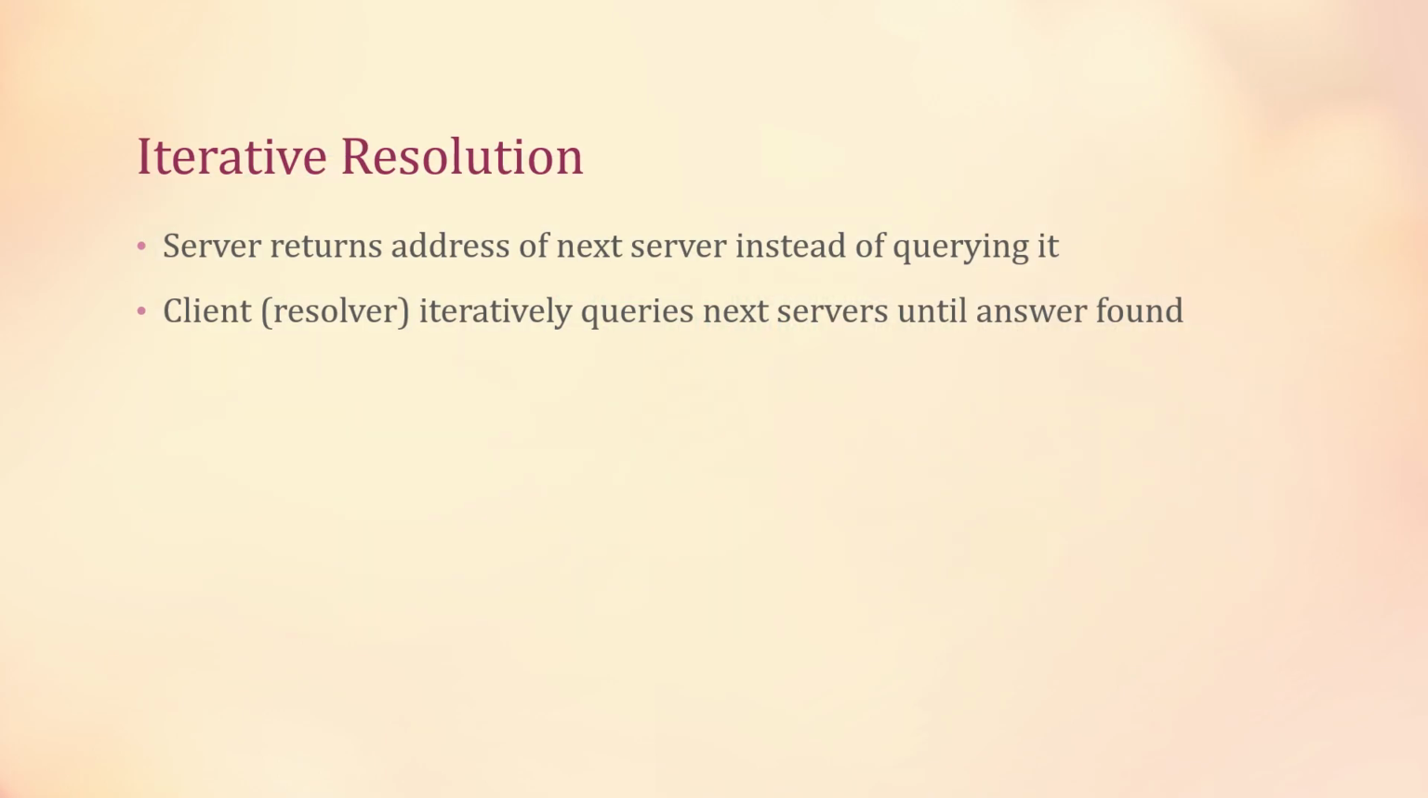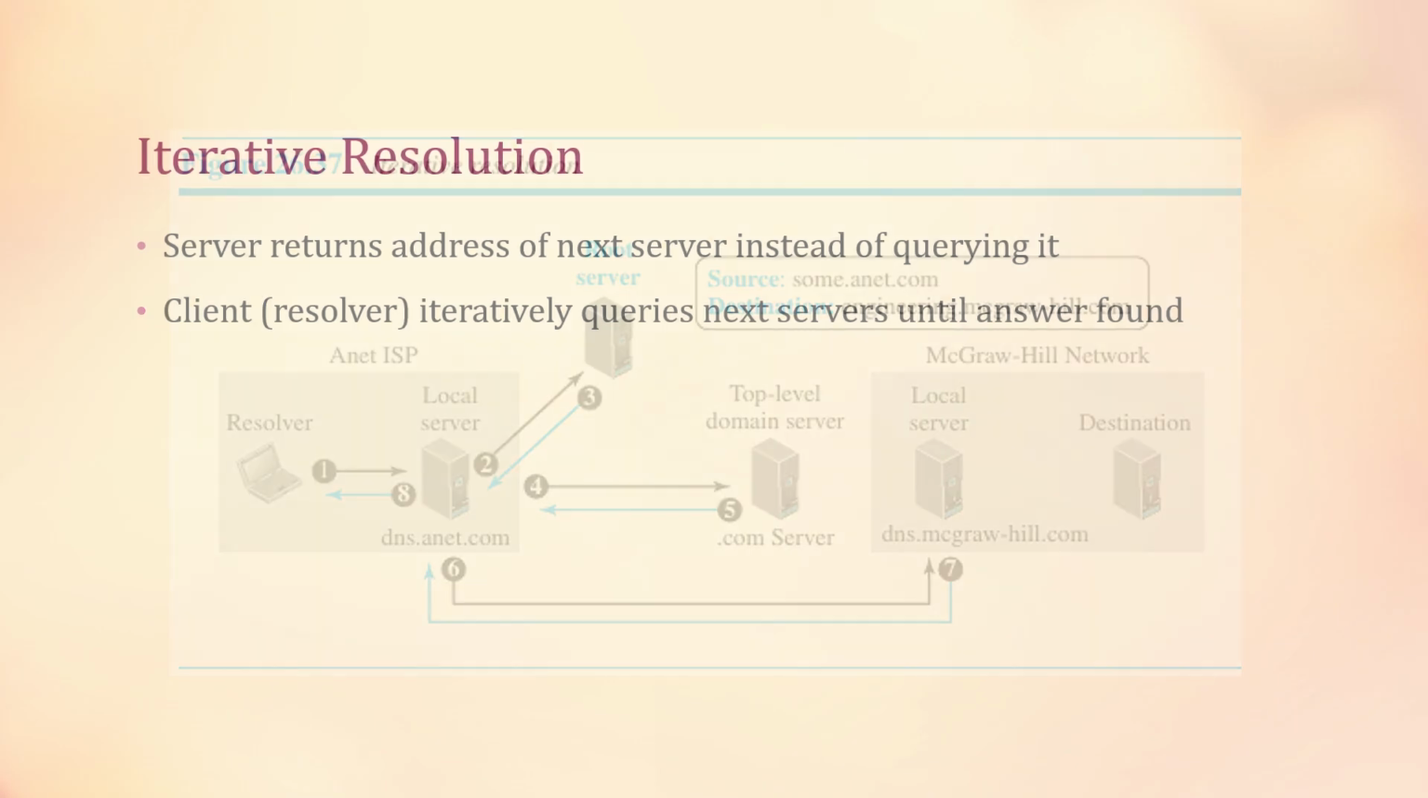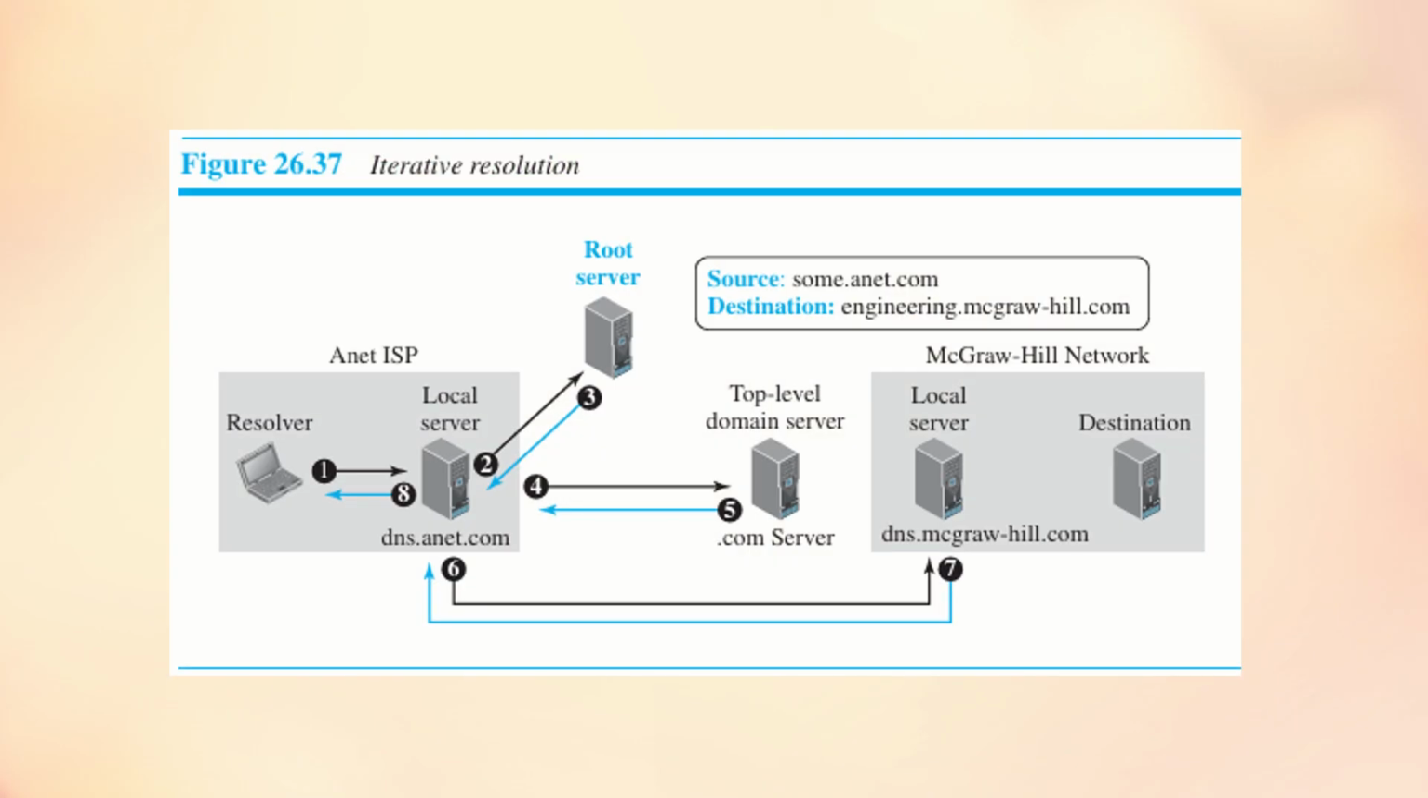Now, coming to the iterative resolution. Here, in iterative resolution, each server that does not know the mapping sends the IP address of the next server back to the one that requested it. So, in this figure, the flow of information in an iterative resolution in the same scenario as the one depicted before is shown. Normally, the iterative resolution takes place between two local servers. The original resolver gets the final answer from the local server.